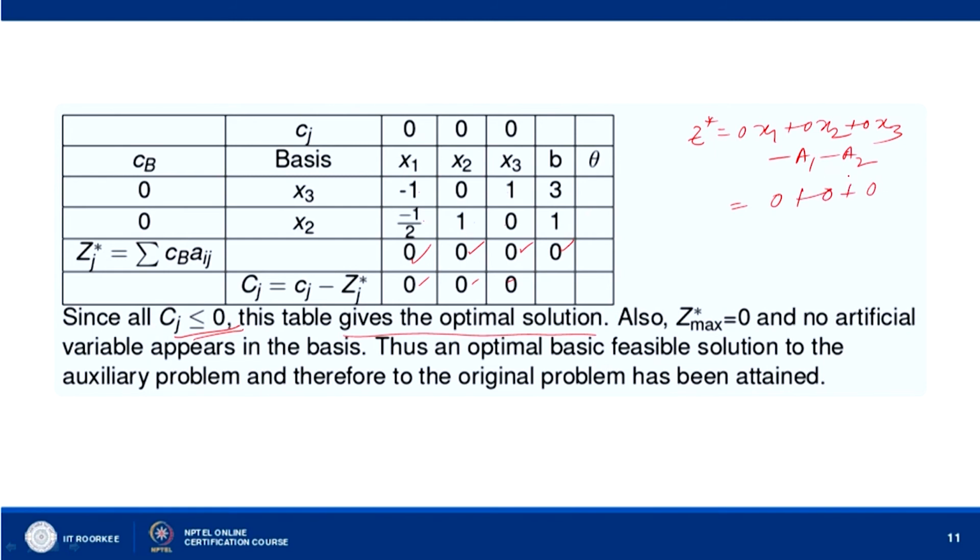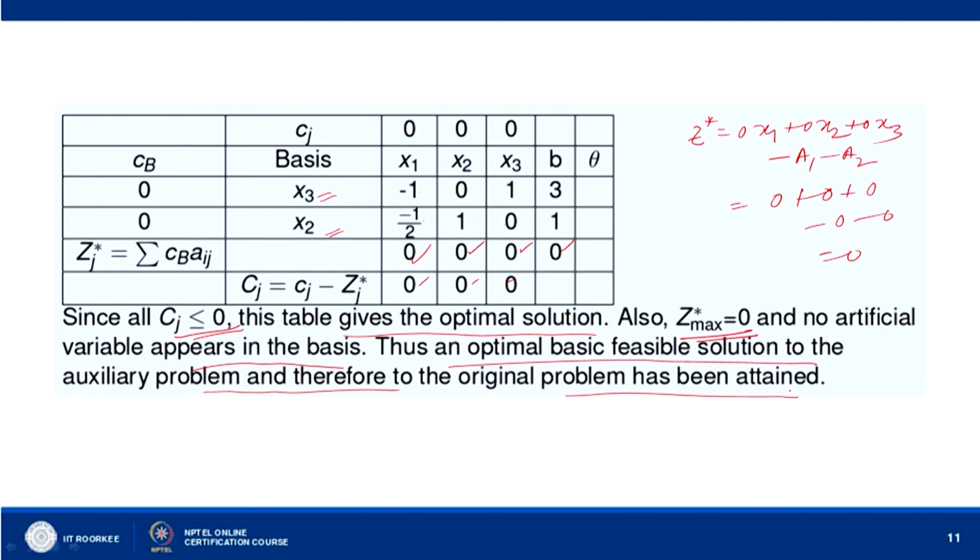So, again we get x 3 is 3. So, we get 0, a 1 a 2 are also zeros. So, z j star is 0. So, this is 0 and no artificial variable. You can see no artificial variable appears in the basis. Thus, an optimal basic feasible solution to the auxiliary problem and therefore, to the original problem has been attained.